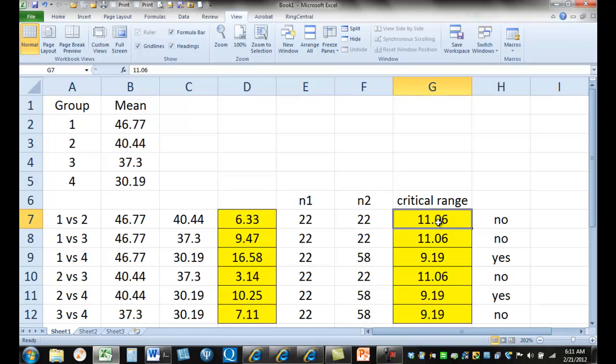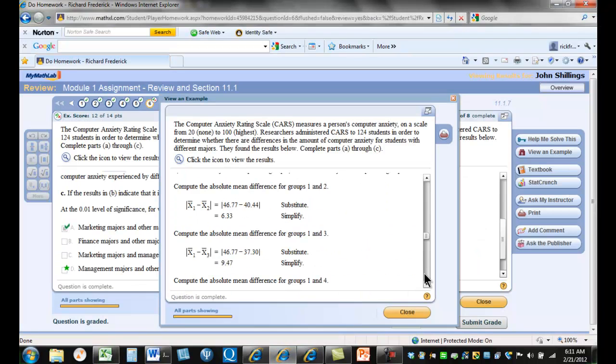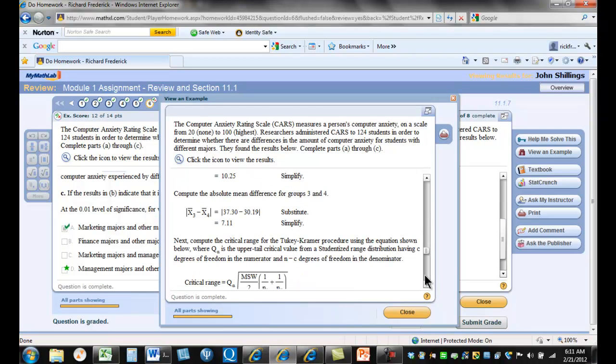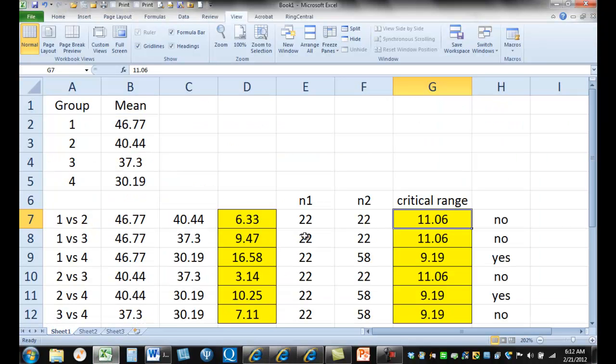And to get this stuff, they're just going to teach you the idea that there's a table called Q that gives you some value as a multiplier. And here it is. You set up your data, you get that information, and then you do this big complicated calculation here. You put mean square within over 2 and then multiply by 1 over n plus 1 over n. And the idea is this value here is going to be the same for all the groups that have the same n's. Okay? And that's this and this.